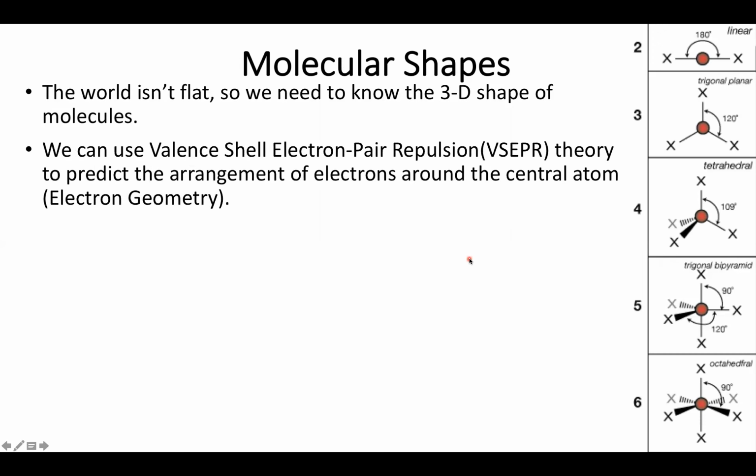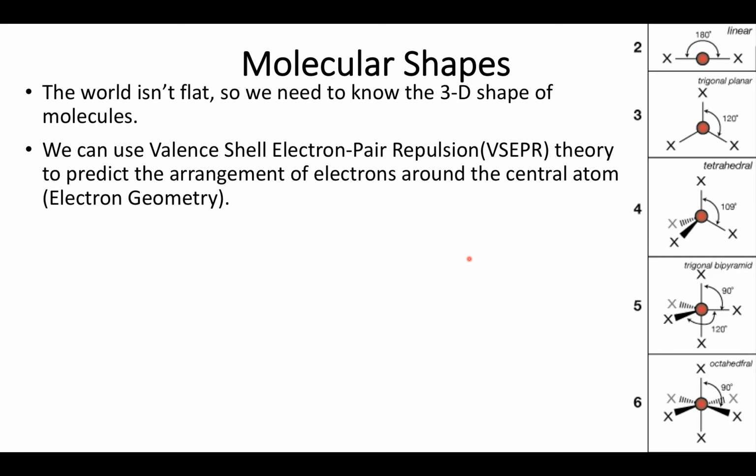Now, when doing this, what we're going to do is use what's called valence shell electron repulsion theory. This is more commonly known as VSEPR. I know that's not how it's spelled. And it can be used to predict the structure of electrons around a central atom. This is called the electron geometry.